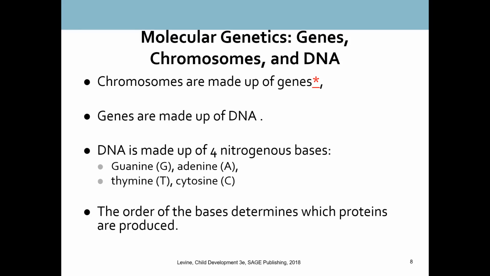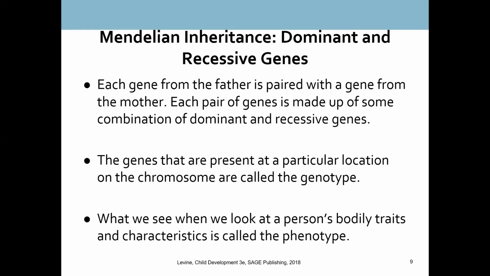So that's some real basics of DNA, genes, and chromosomes. And now we'll move into Mendelian inheritance, dominant and recessive genes. It's called Mendelian inheritance because it was first discovered by Gregor Mendel back in 1866. So, approximately a little over 150 years ago.